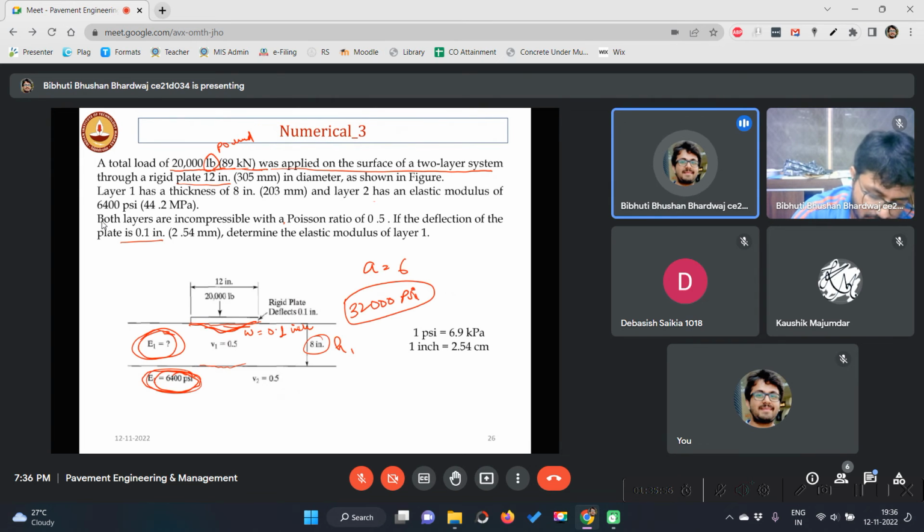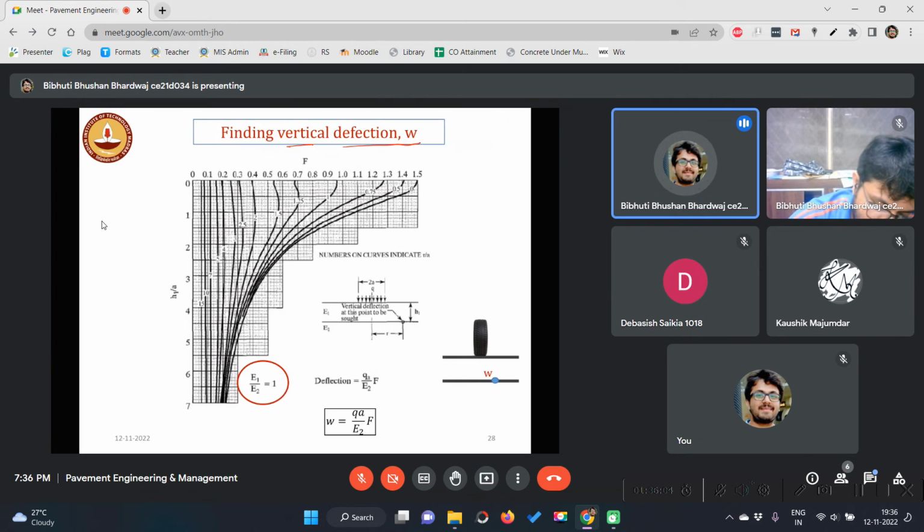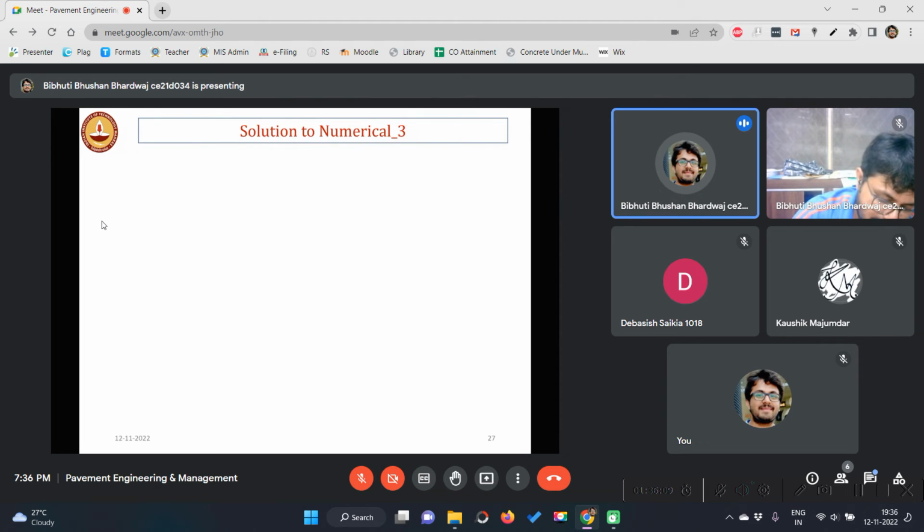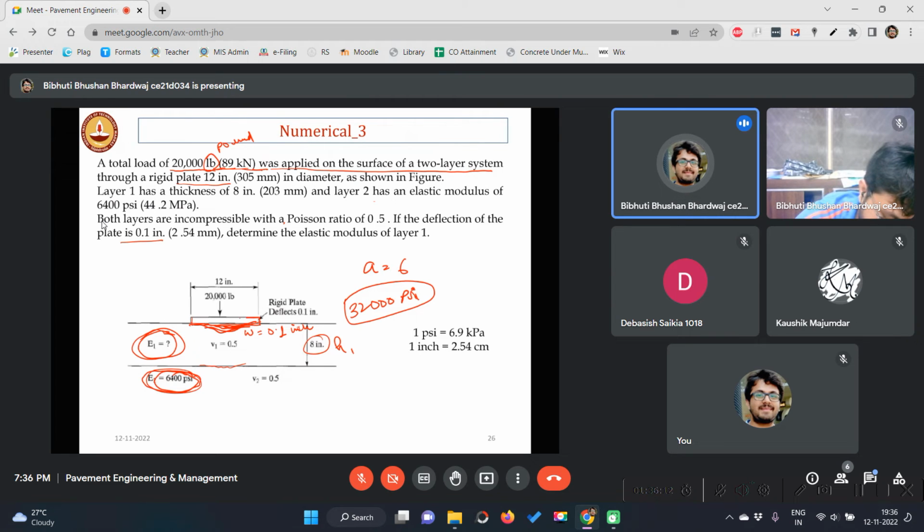So here we have found out the deflection here at the surface. What will be the deflection here? And also remember, this is a rigid plate. That means there will not be much deflection in the plate itself. But in the case of wheels, they are made of tires, right? Pneumatic tires. So they are not rigid, they are flexible in nature.